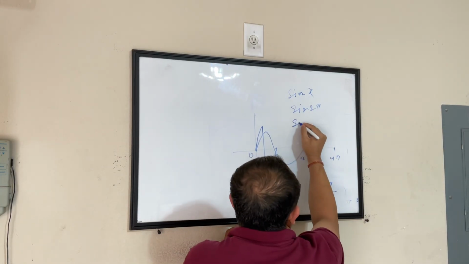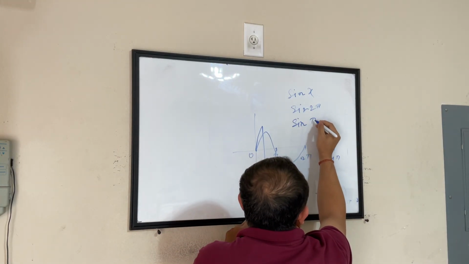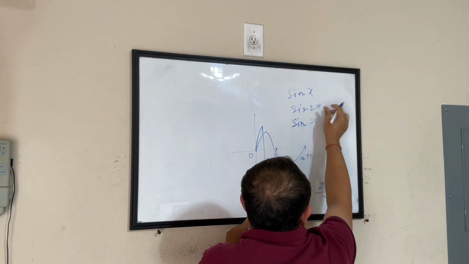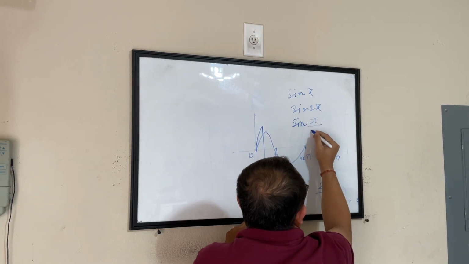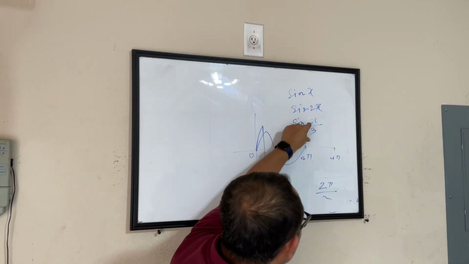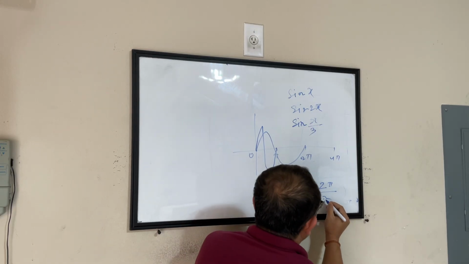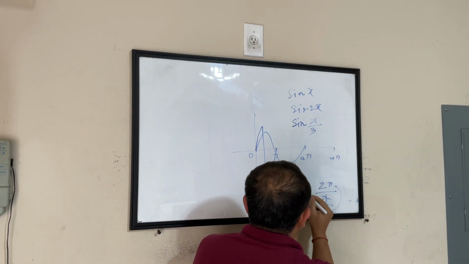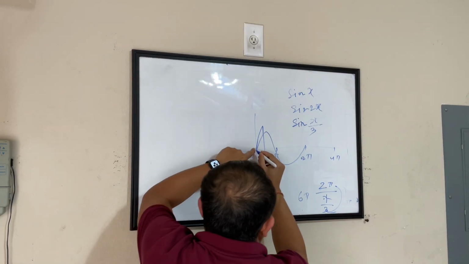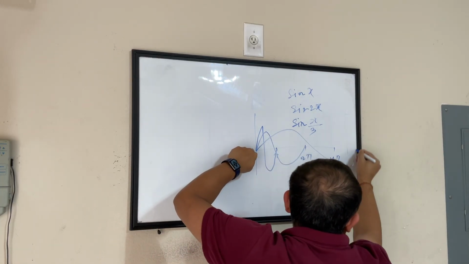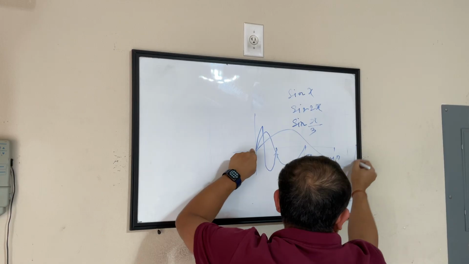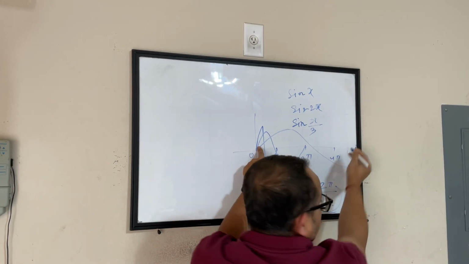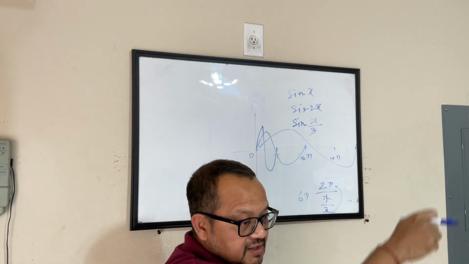If you do sine of x by 3, that means this 1 by 3 comes here. So you have 2, 1 by 3 comes here, and it becomes 6 pi. That means this is getting stretched, and then this will complete one oscillation. So meaning it will take 6 pi to come to a point from where it will start the second iteration.